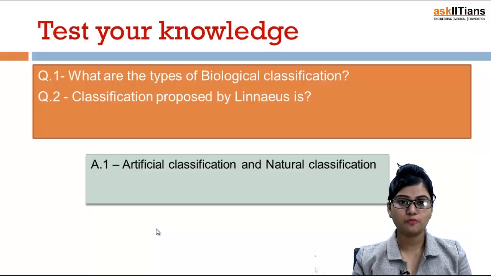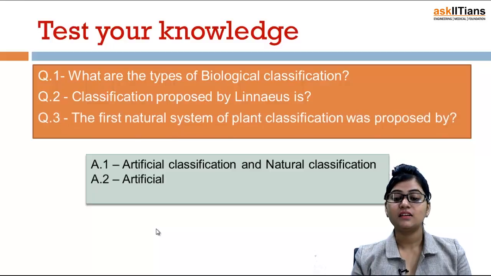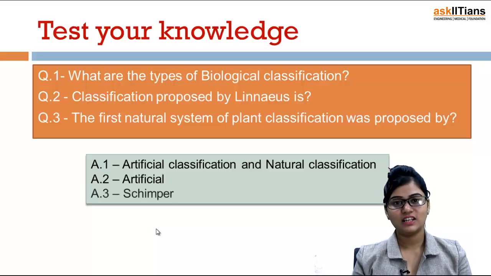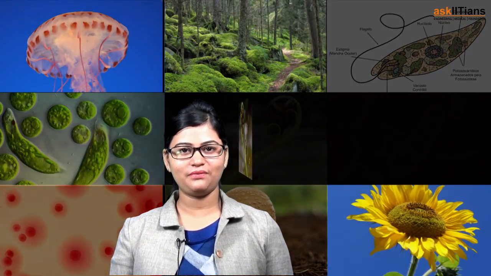Classification proposed by Linnaeus is which one? Linnaeus proposed which type of classification? Yes, artificial classification. The first natural system of plant classification was introduced by which scientist? Yes, you can name it. Exactly. Scientist Schimper. So students, this is all about types of classification.